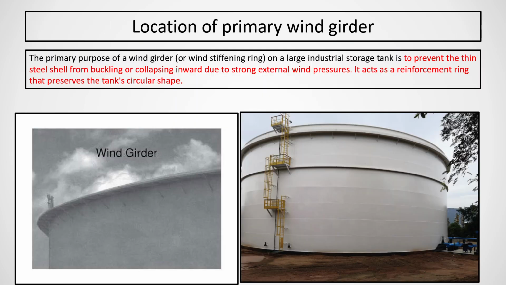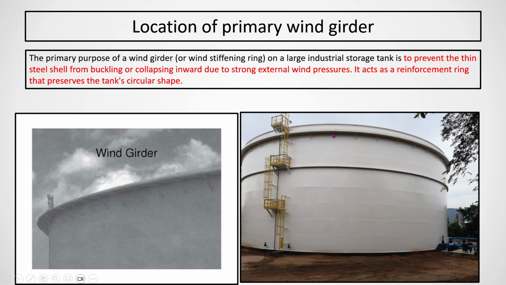This is called the wind girder. You see, this one is called the wind girder. If you are not providing this girder, then due to wind force inward bending will happen, because the shell material is not so strong, so it can go inside due to wind force. So if you reinforce it externally with C channels or L angles, then the shape will remain intact.